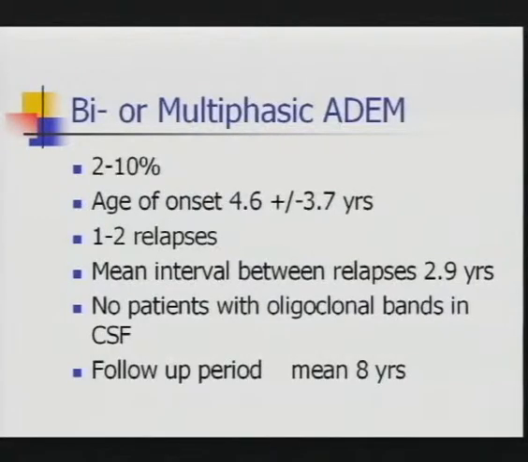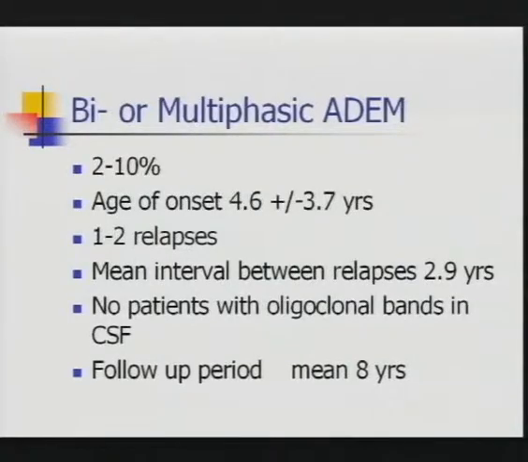The one thing I wanted to point out, the reason why I went over ADEM, is that there's multiphasic or biphasic ADEM, and it occurs in about 2 to 10% of patients. The age of onset tends to be about the same as kids who have ADEM. But the point with most of these children is that they can have 1 or 2 relapses, and it's very unusual in this younger group to keep going on and on and to develop signs later on of multiple sclerosis. But it can happen, and the mean interval between relapses can be very long, usually between 2 to 3 years.